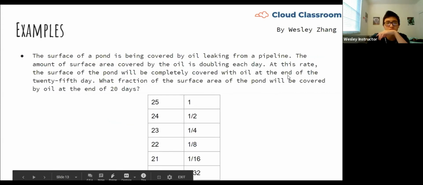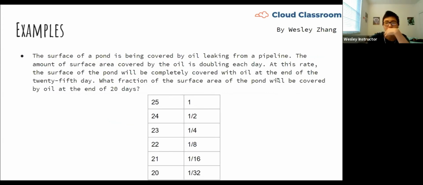All right, here's another example. The last example for this lesson. The surface of a pond is being covered by oil leaking from a pipeline. The amount of surface area covered by the oil is doubling each day. At this rate, the surface of the pond will be completely covered with oil at the end of the 25th day. What fraction of the surface area of the pond will be covered by oil at the end of 20 days?